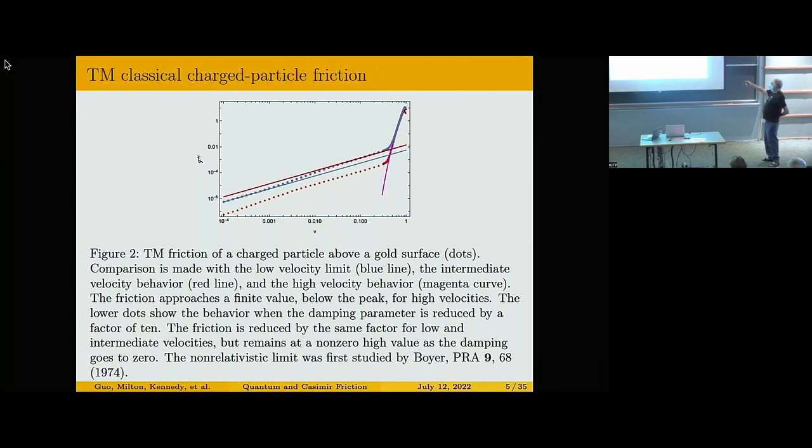And then it actually dips down, but it dips down to a finite value. So even with the damping, and this is using the value of damping I just mentioned, 0.035 electron volts. If you reduce the damping by a factor of 10, then the frictional force becomes weaker in the intermediate and low velocity range, but it hardly changes the spike for high velocities at all. And as epsilon goes to zero, there is a finite limiting value for the friction. It was rather surprising. This was previously studied non-relativistically, so we did the relativistic calculation.